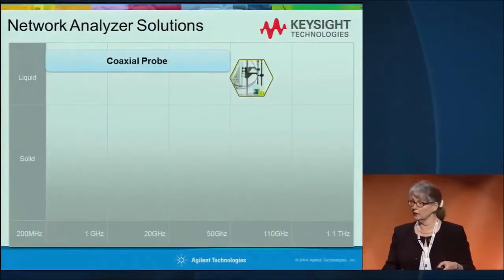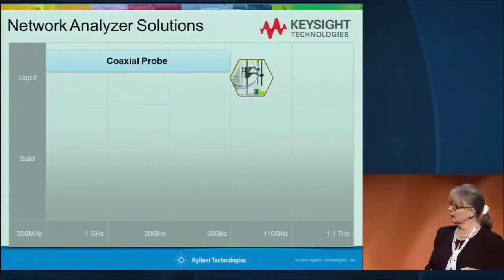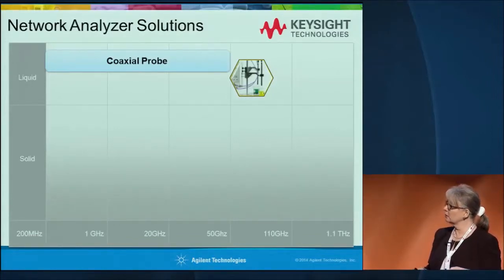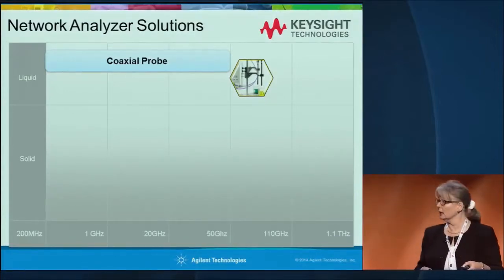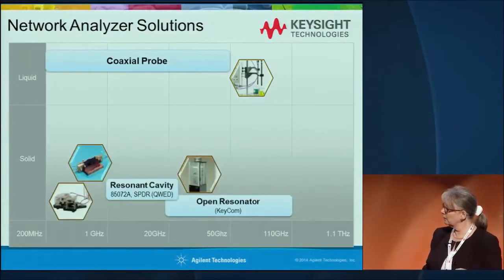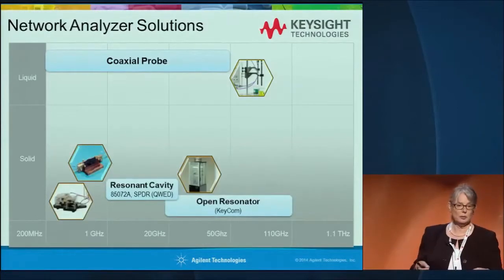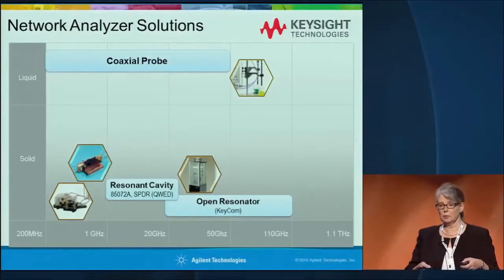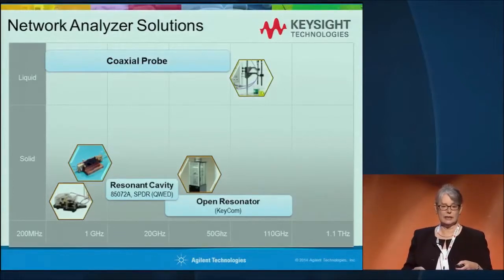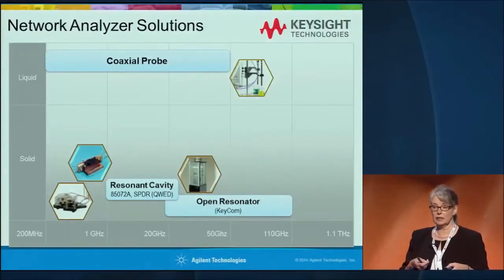And so now looking at the network analyzer solutions, we can see our dielectric probe kit, the coaxial probe method, and Agilent has these probes up to 50 gigahertz, and other companies make them for higher frequencies that will work with Agilent network analyzers. All right, so the coaxial probe is best for liquids or solids that are soft, or something conformable that can press right up to the probe tip and not leave an air gap, because that can cause significant error.